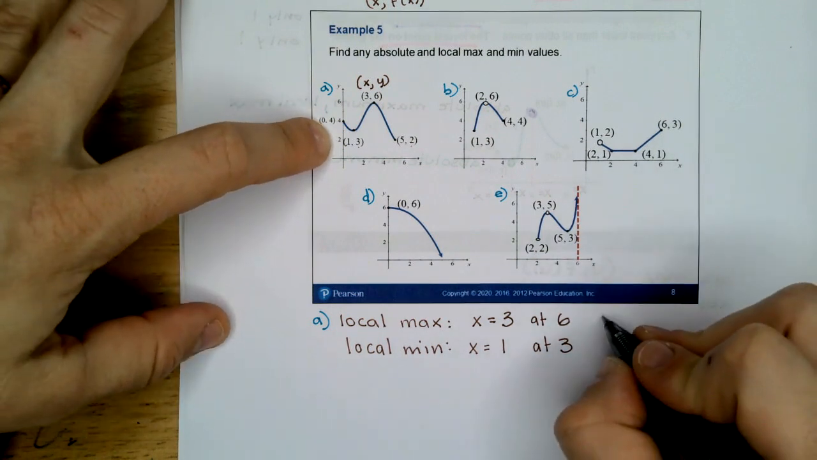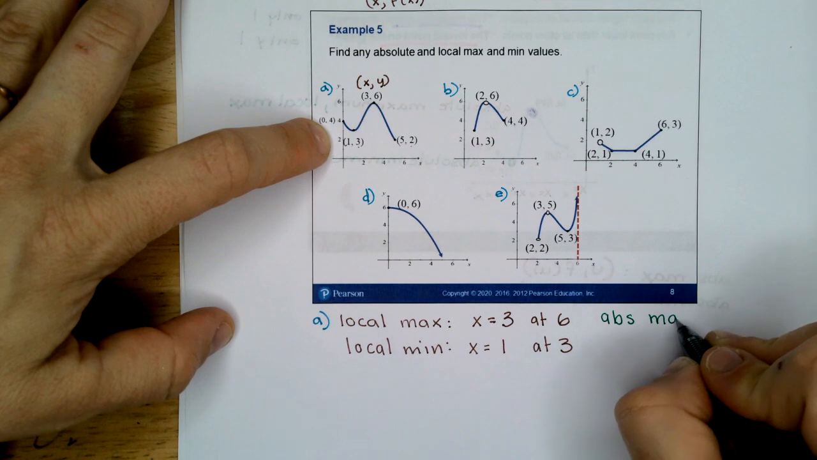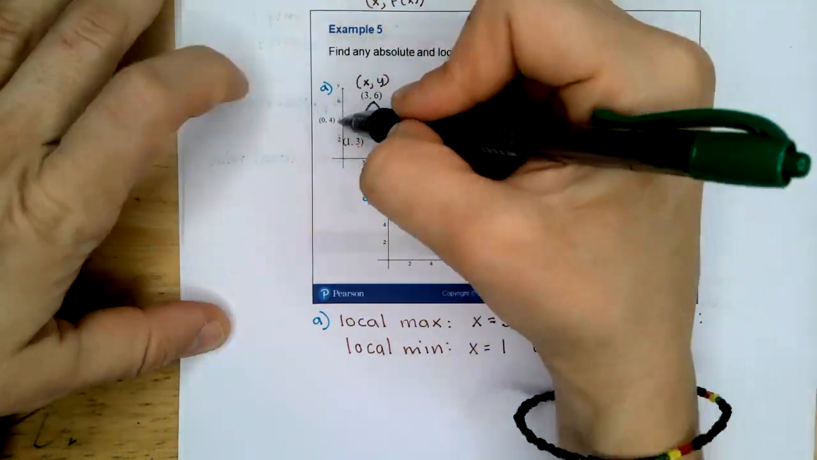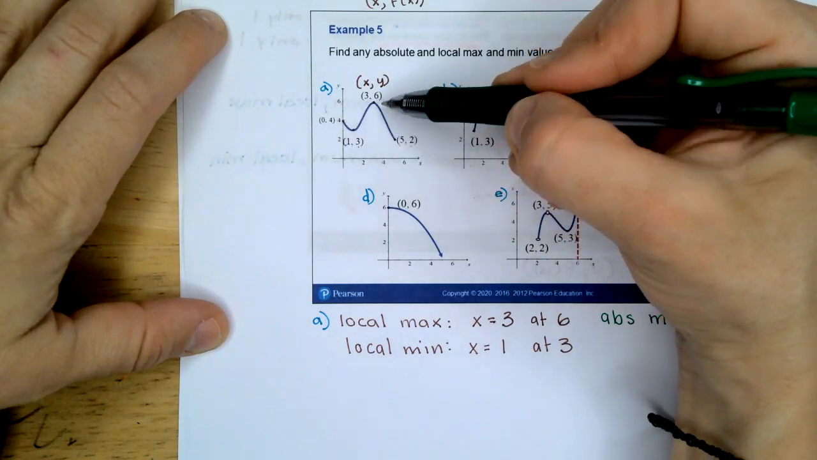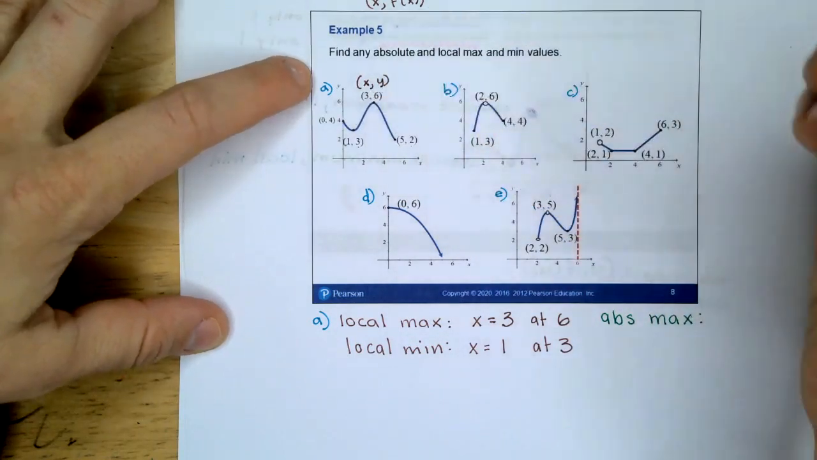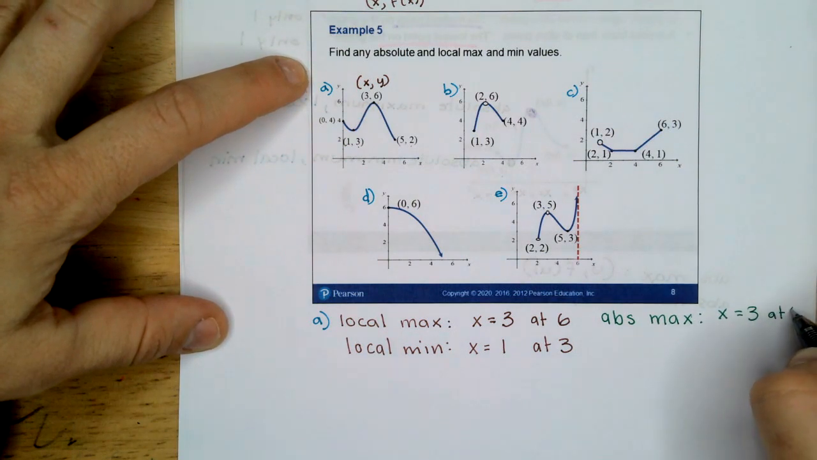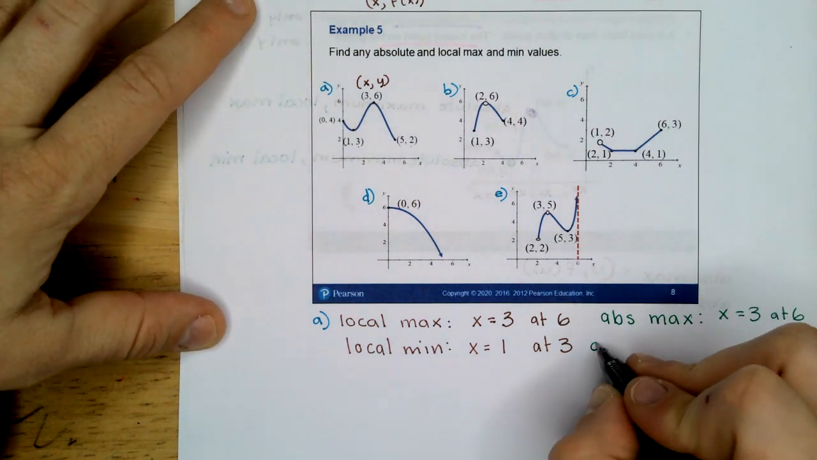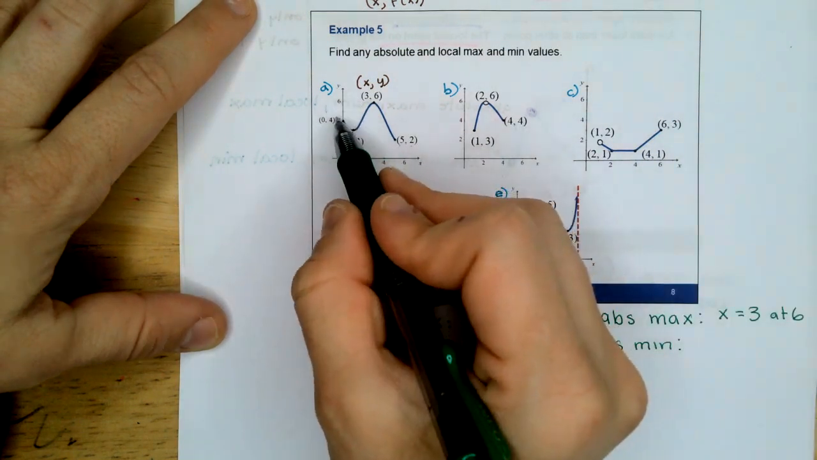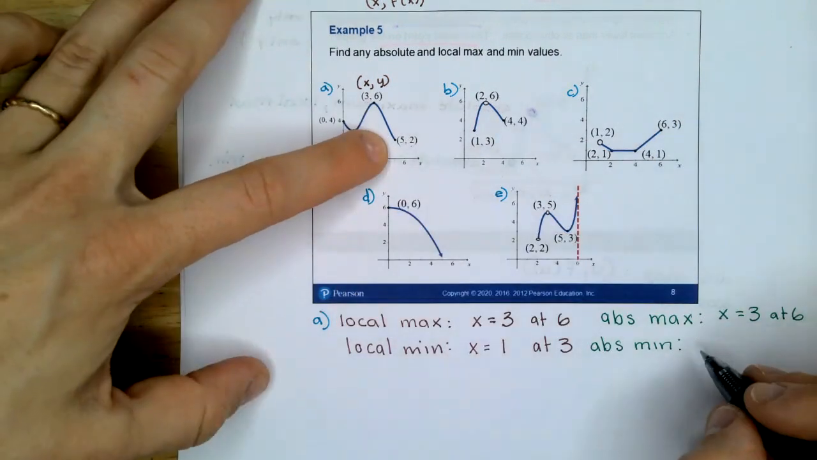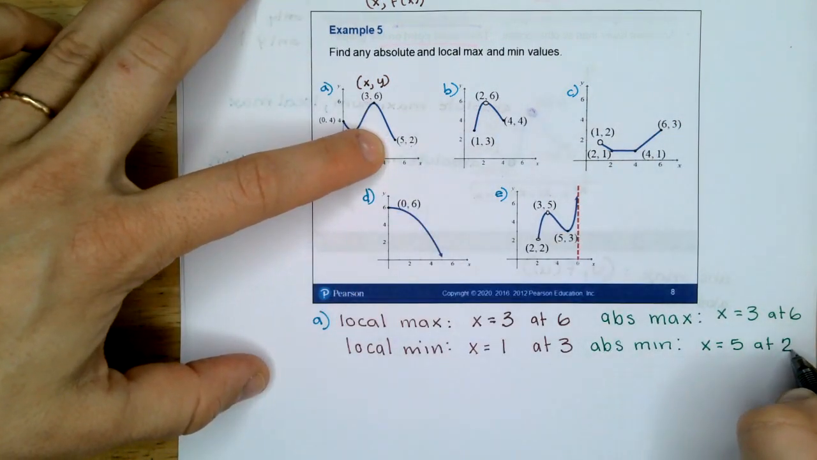Separately, absolute max. My absolute max, very highest point doesn't have to be a hill, can just be a single point, but does have to be the highest point. It's going to be the same one. X is 3 at 6. Absolute min, the lowest point, it doesn't have to be a valley, so it can be 5 too. X equals 5 at 2.